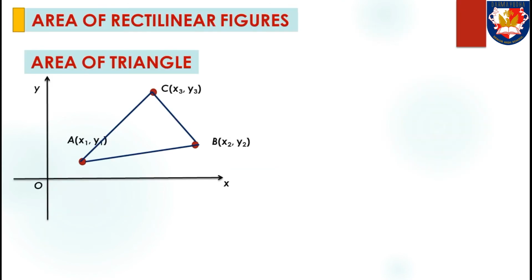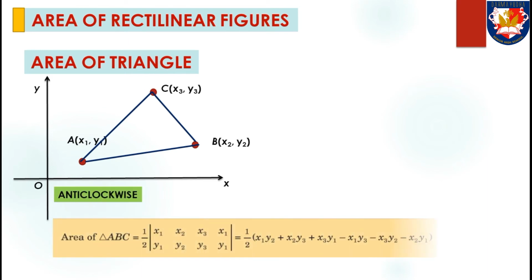Let's find the area of rectilinear figures. We start from the area of a triangle. Look at the following diagram of triangle ABC given their coordinates A (x1, y1), B (x2, y2), C (x3, y3). If we arrange the points A, B, and C in anti-clockwise direction, then the area of triangle ABC is defined as follows: 1 over 2, x1, y1, x2, y2, x3, y3, x1, y1.